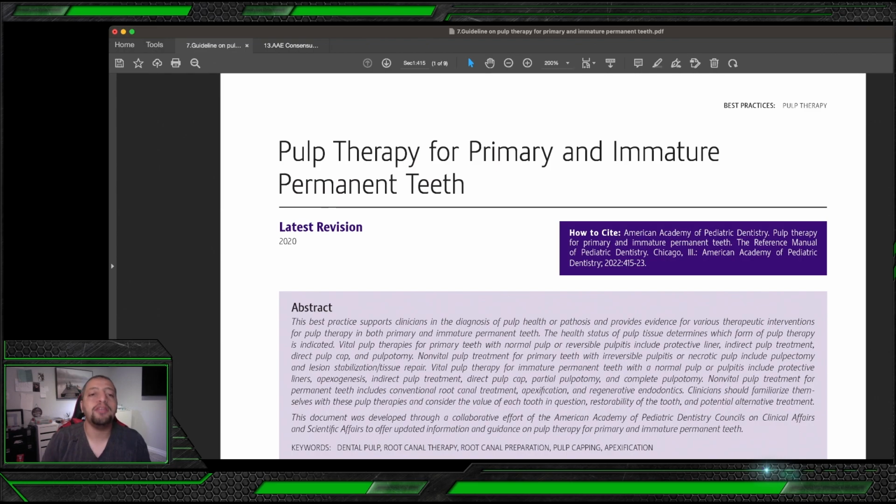Today we're gonna continue what we started about the articles from the NDEB website. Today we're gonna cover the pulp therapy for primary and immature permanent teeth. These articles are important because they speak about terminology that we know before, but they have different indication.